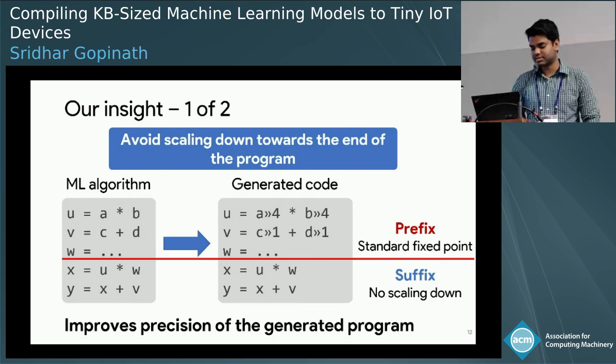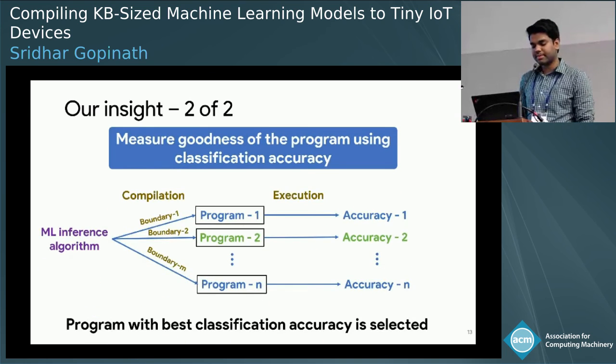This is supposed to improve the precision of the entire program, but now the question is, how do you place this boundary? How do you figure out where to put this boundary for a given ML algorithm? This is where our second insight comes into picture. ML algorithms mostly care about classification accuracy. And then once you have a set of boundary placements that you want to explore, you can explore all of them and then choose the one that provides the best classification accuracy.